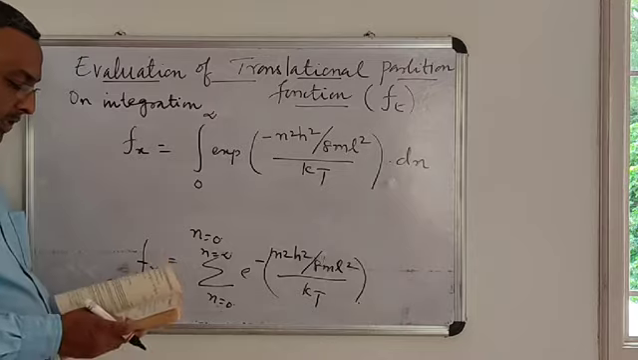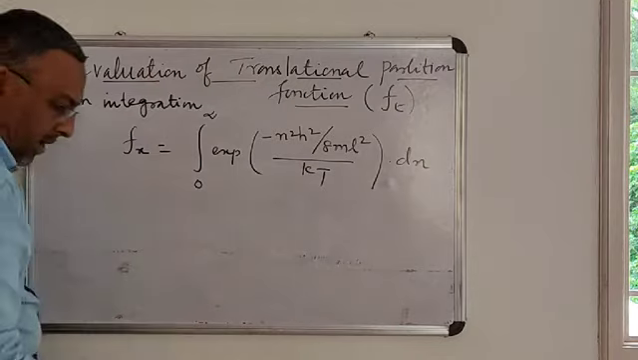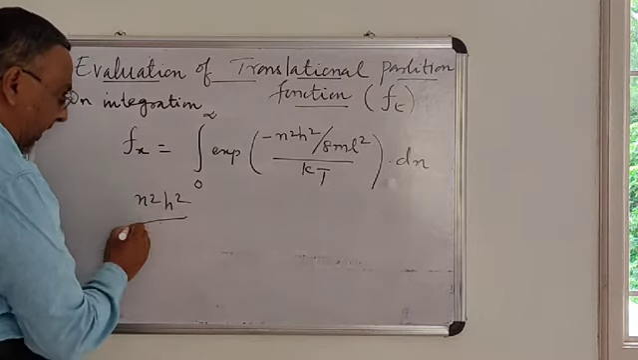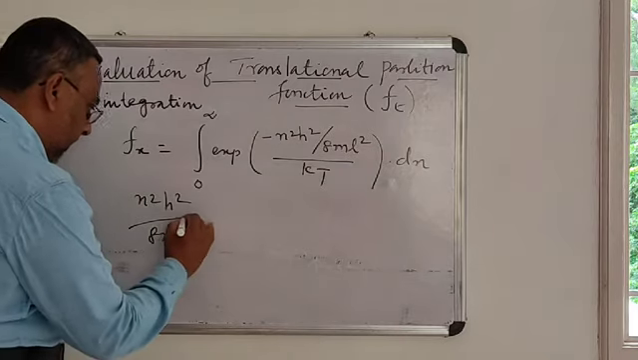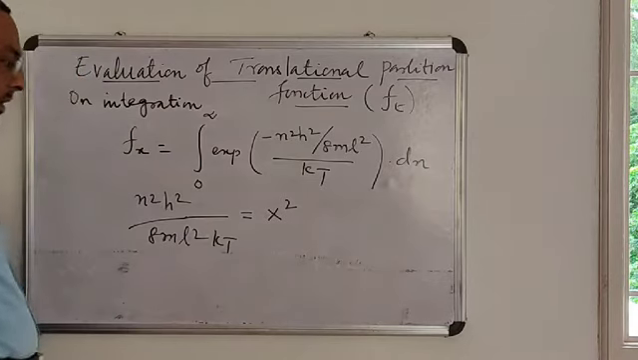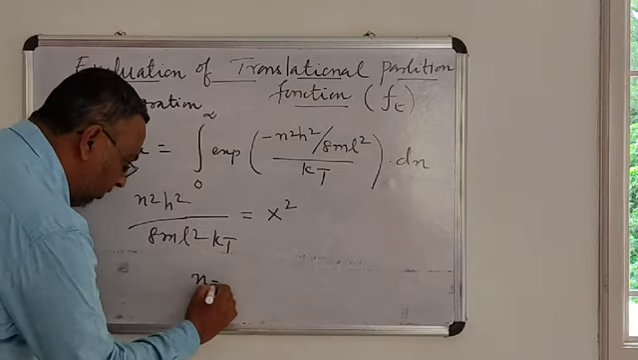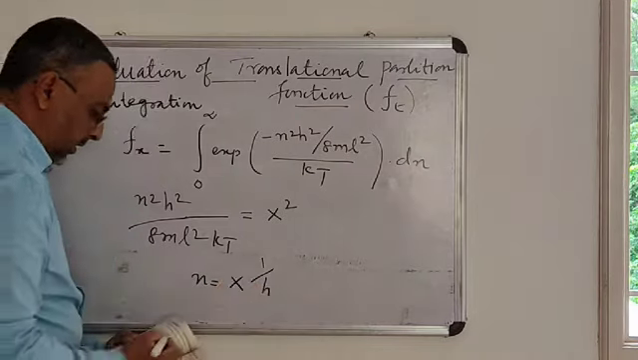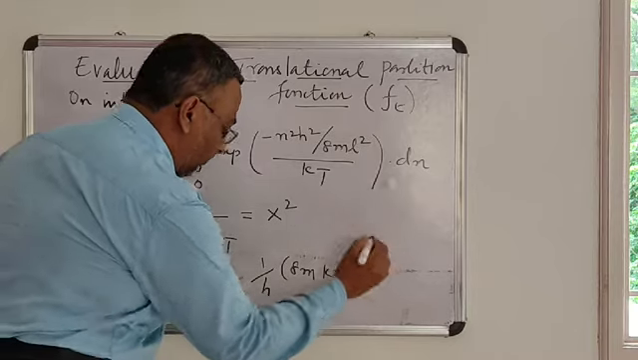Here I am assuming that n square h square divided by 8 m L square kT is taken as x square. Then what will be the value of n? n will be equal to x into 1 by h into 8 m kT power half.